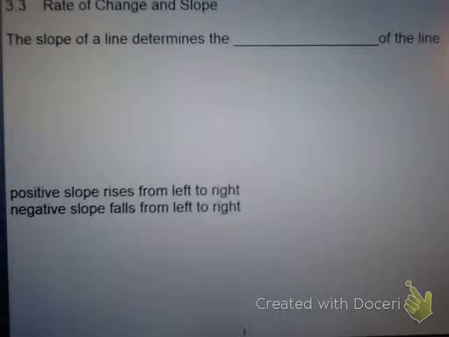3.3 is rate of change in slope. First, let's talk about slope. The slope of a line determines the steepness of the line, how steep it is.